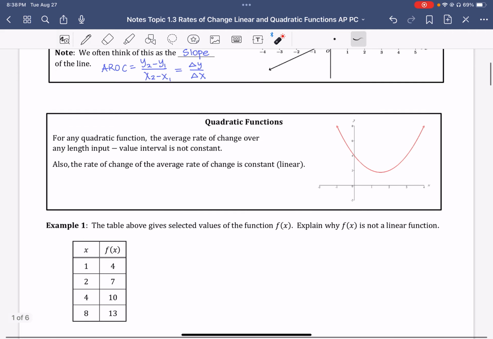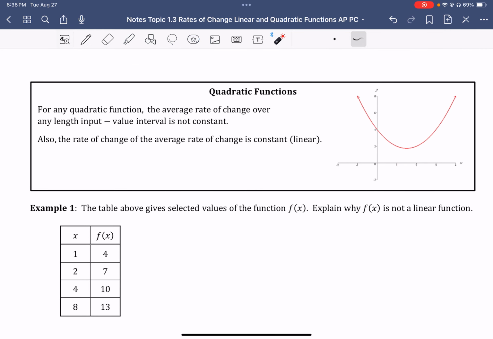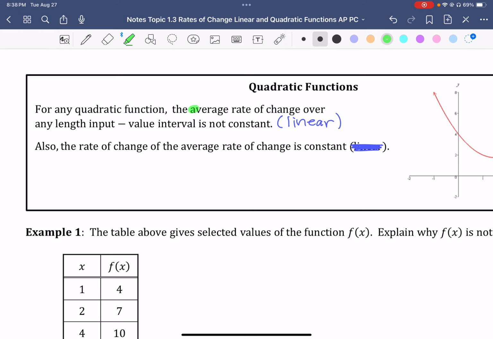Let's move on to quadratic functions. For any quadratic function, the average rate of change over any length input value interval is not constant. Also, the rate of change of the average rate of change is constant. Now, this one has a little typo, so I want you to erase the word linear there, and I want you to add it to the top part. So your average rate of change for quadratic functions is not constant, but it is linear. And your rate of change of your rate of change is constant. So that means that the first time you do the process, you're not going to get the same number, but the second time you do the process, you are going to get the same number.